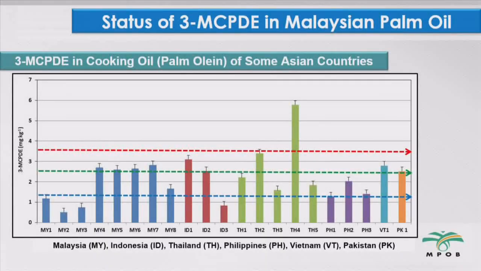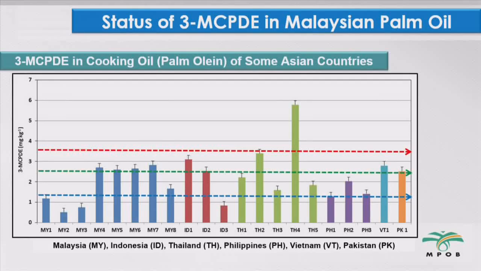The other one is 3MCPDE in cooking oil, basically palm oil, surveyed samples produced from various Asian countries. Here, the countries are Malaysia, Indonesia, Thailand, Philippines, Vietnam, and Pakistan. These are the cooking oils from the shelf. We did this survey at MPOB. Malaysia, for example, is the one in blue. The level is around 2.5, some even below 1.